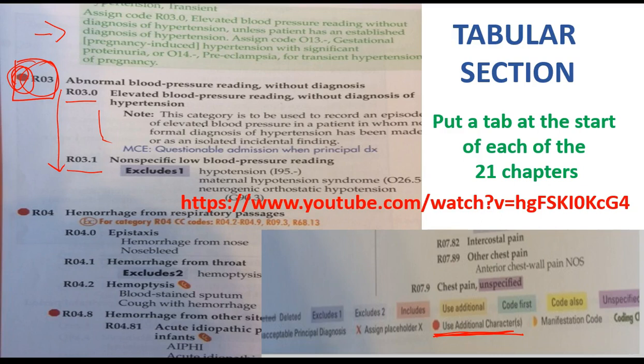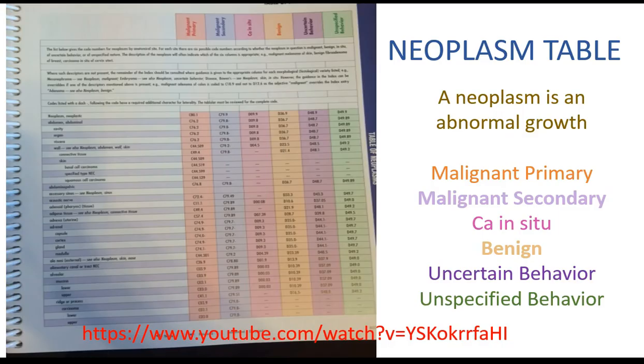And here's a nice video. It's a YouTube video that gives you information on how to do that. After your alphabetic index, you're going to see a neoplasm table.